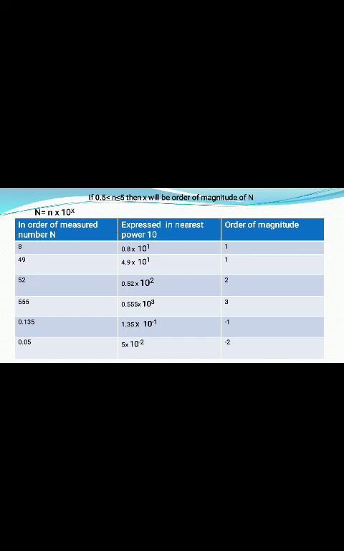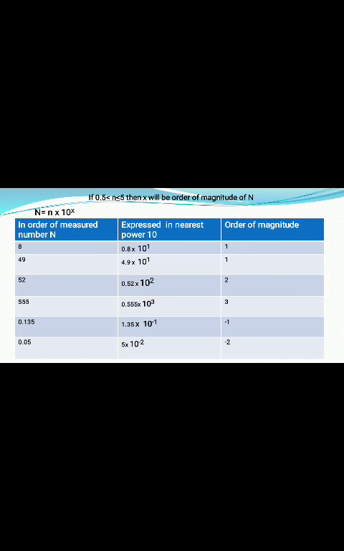So we have written 8 in a different manner because we want the limit of 0.5 to 5. 0.8 is between 0.5 and 5, so we can write this value as 0.8 into 10 raised to 1. The meaning is the same. So what is 1 here? It is the order of magnitude. So the order of magnitude is 1.